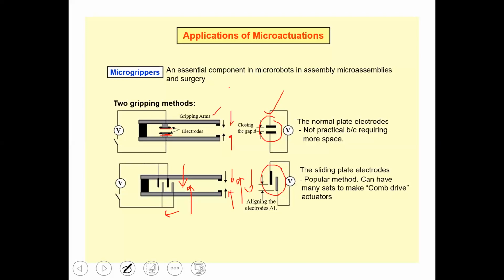This is called gap closing, and this is called overlap varying.